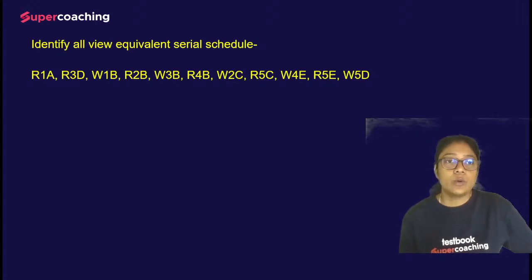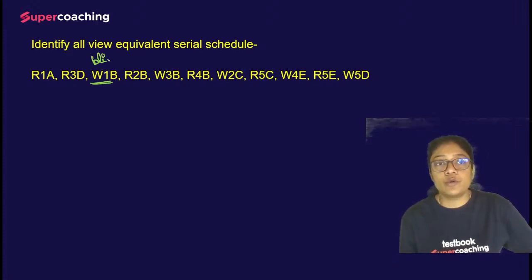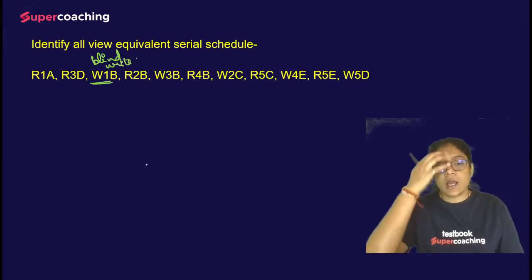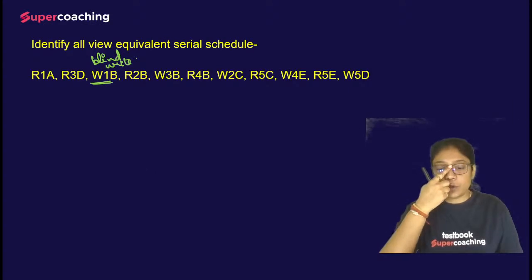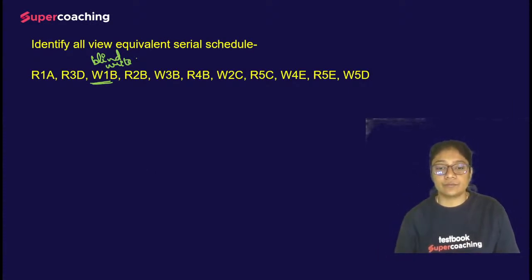Identify all view equivalent serial schedules. In this case also we have a blind write, so obviously there are higher chances it will be view serializable. So it is not non-view-serializable because a blind write is there. Now quickly find out. Again you have to follow the same process: final update, initial read and WR sequences.